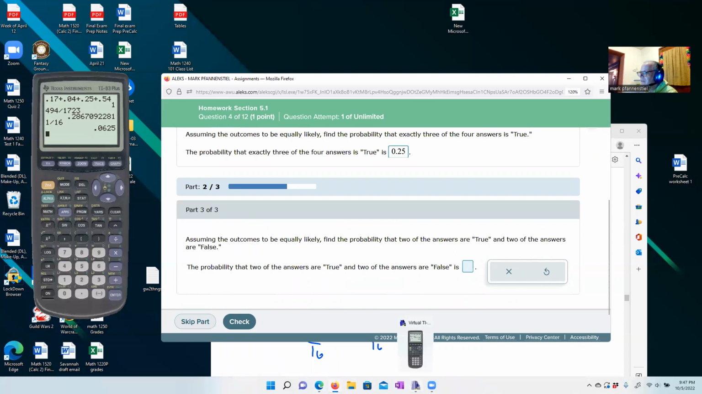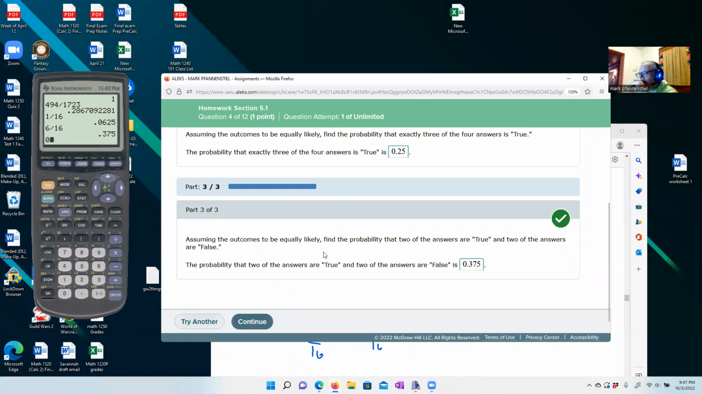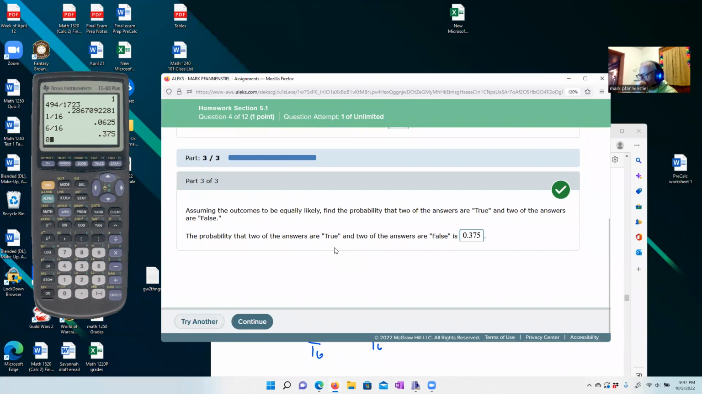They want a decimal. If I was doing this face to face, I would prefer you said 6 out of 16. But since they ask for a decimal, we're going to say 0.375. Okay, we'll check. Okay, and we're good, and we're going to move on. So that's how you do a problem like that.